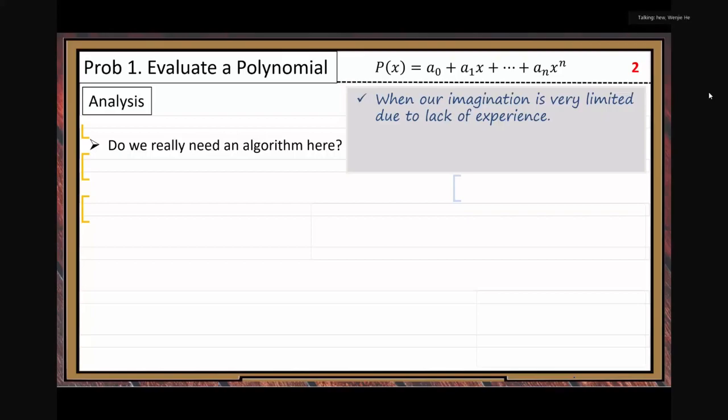So here, what do we learn? We know we should have some experience in order to get a better understanding, in order to observe useful properties. We need to do some experiments to get experience. All right.